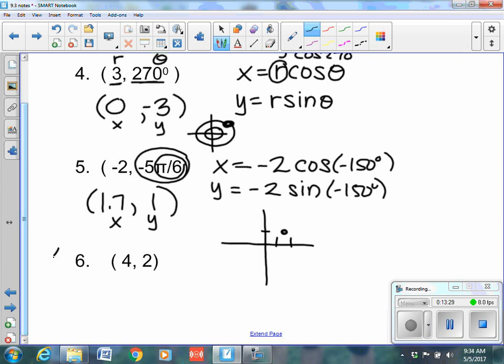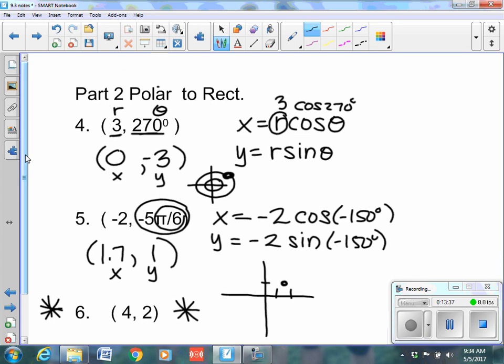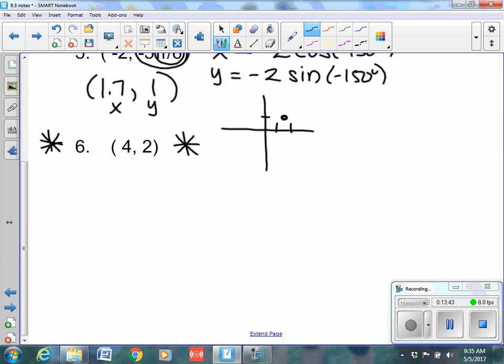They're going to try to trick you again. You need to look at the directions. It says we're going from polar to rectangular. And on the test, they're going to try to trick you. This is r, and this is theta. It's not the x, it's not the y, right? So I need to write this as an x and a y. So x equals 4 cosine.